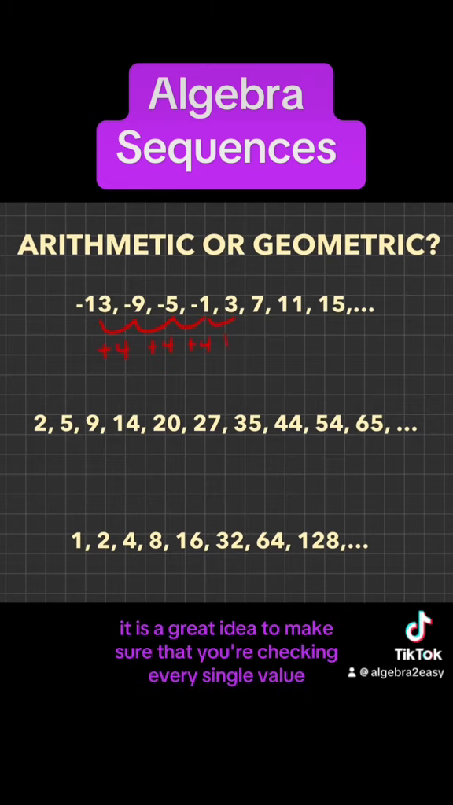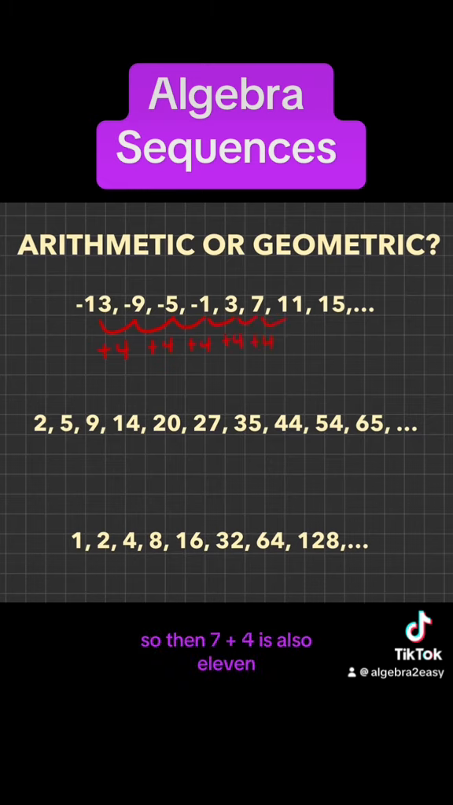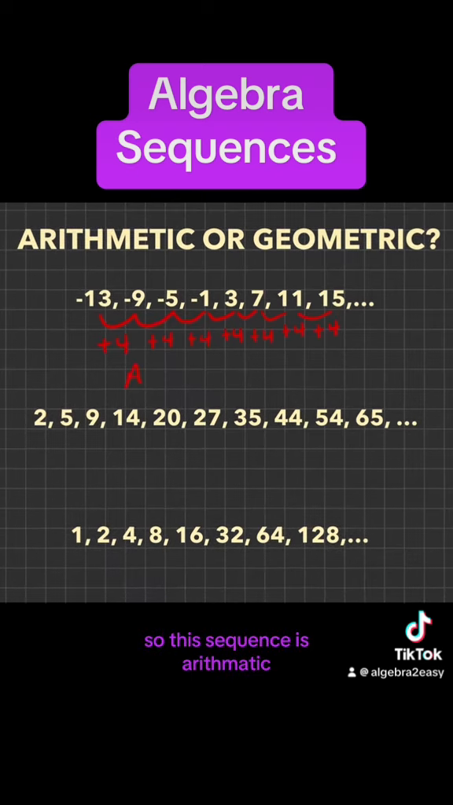Now, it is a great idea to make sure that you're checking every single value. So then 7 plus 4 is also 11. And then we have 11 plus 4 is going to be 15. So this sequence is arithmetic.